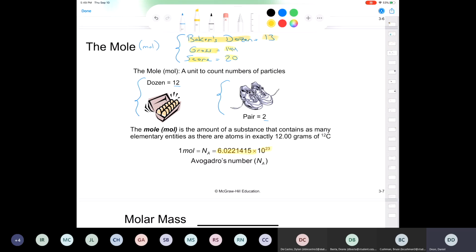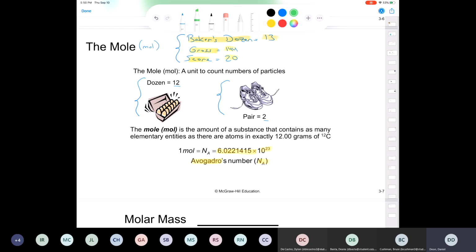6.0221415 times 10 to the 23rd power. It's a huge number, and it's so big that instead of me always saying 6.02 times 10 to the 23, we call it Avogadro's number because it was discovered by somebody named Avogadro.